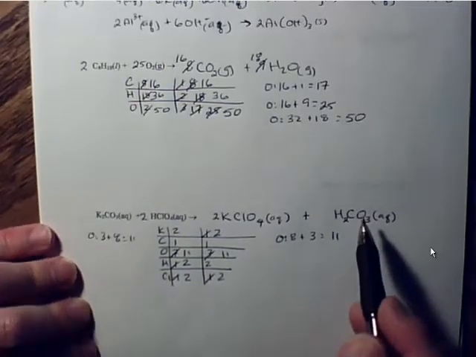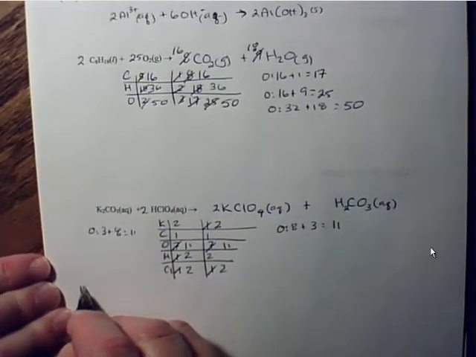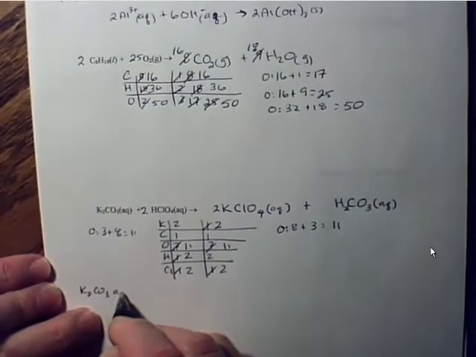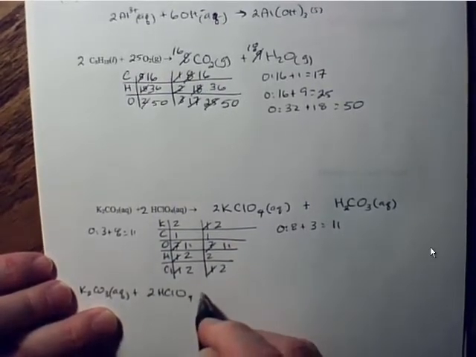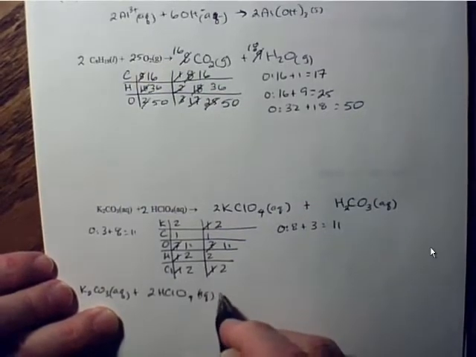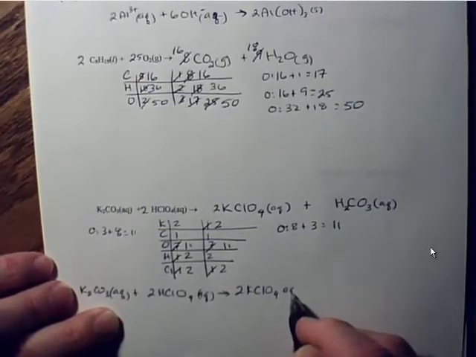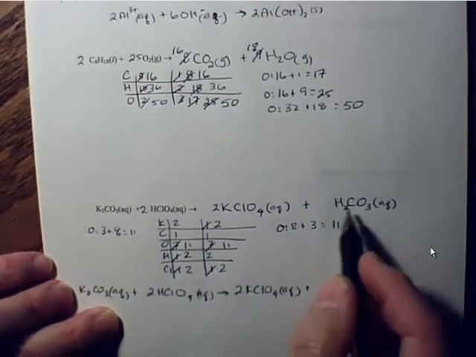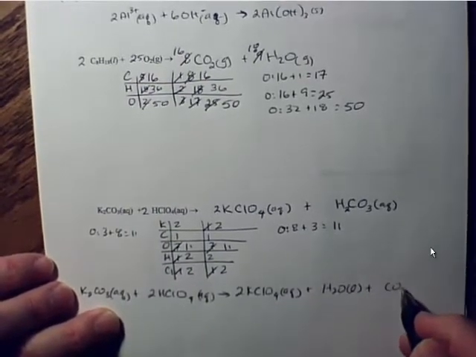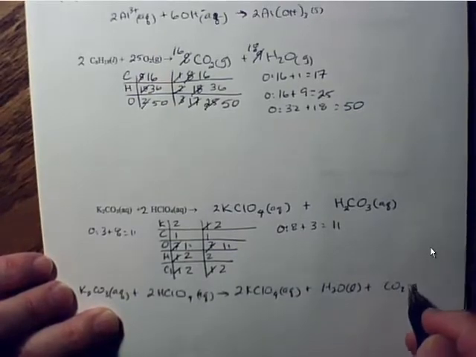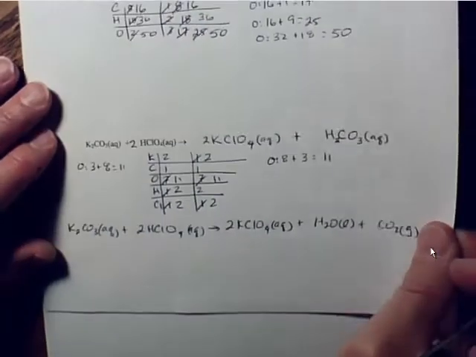All right, I'm going to rewrite the equation now to break this up before I write the complete and net ionic equation. So K2CO3 aqueous plus 2HClO4 aqueous, then 2KClO4 aqueous, and this is the one I'm going to split up into H2O and CO2, and that's going to be a gas. Okay, H2O is a liquid, CO2 is a gas in this case.